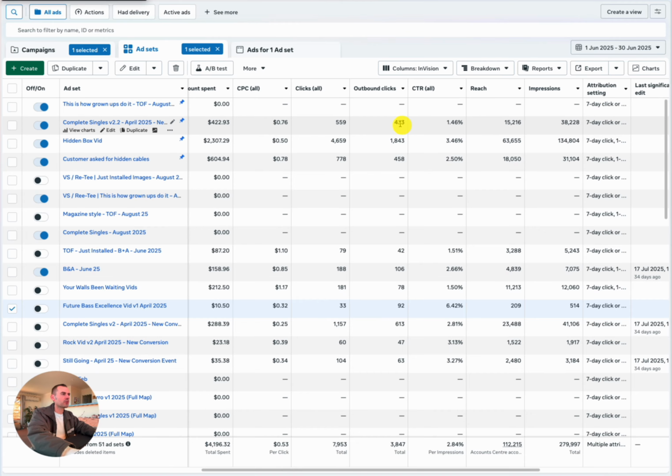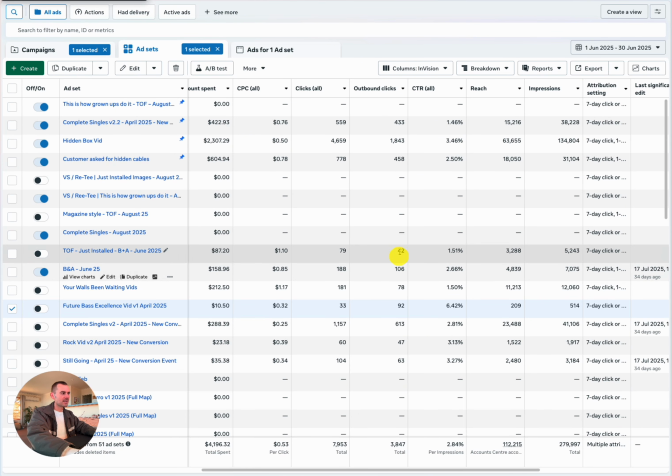But then we come over and we look at outbound clicks. This means that they clicked out onto our website. Like 433 people clicked out, 1,800 people, 458. This is how you can see, is it driving traffic? Is it working? And what's the percentage of it working?